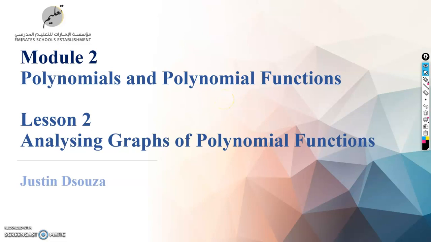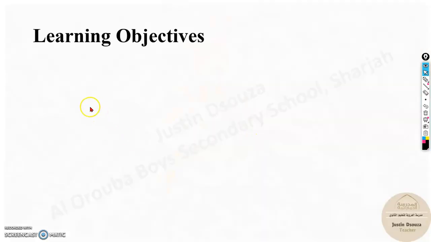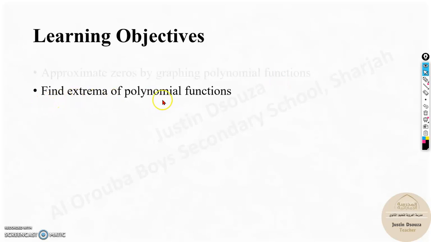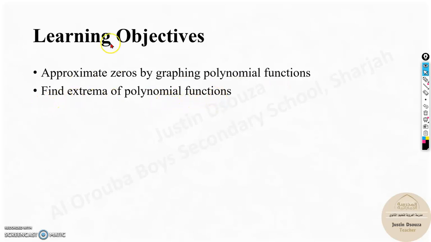Welcome to the second lesson of Module 2, that is analyzing graphs of polynomial functions. I hope you watched the videos of lesson 1 where we discussed polynomial functions and power functions. Now we will analyze graphs of polynomial functions. The learning objectives of this lesson are to approximate zeros by graphing polynomial functions and to find extrema of polynomial functions. We will be thorough with these two objectives. In the coming videos, we will solve plenty of problems for these objectives.